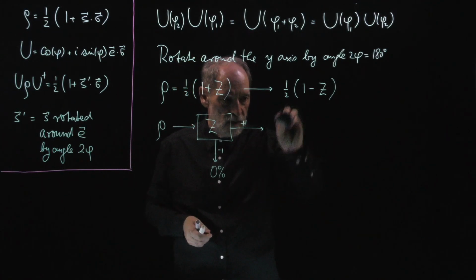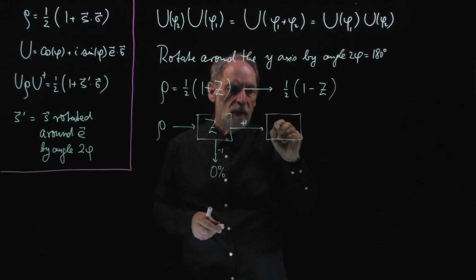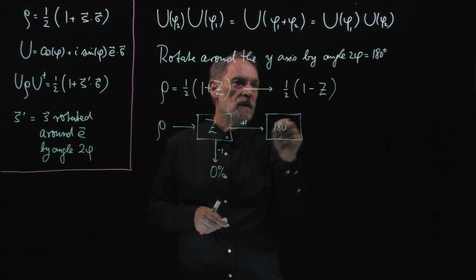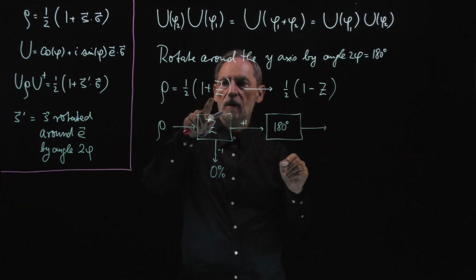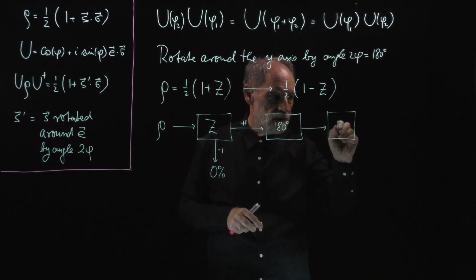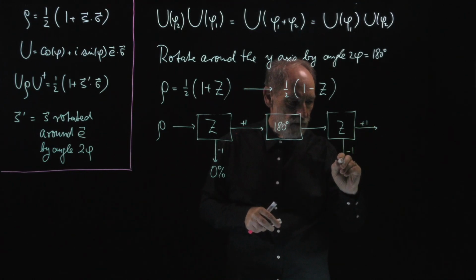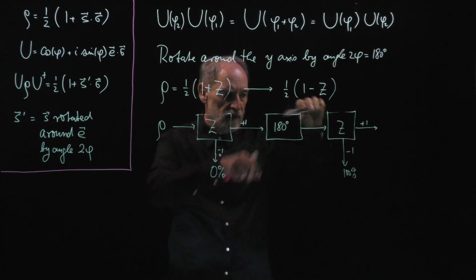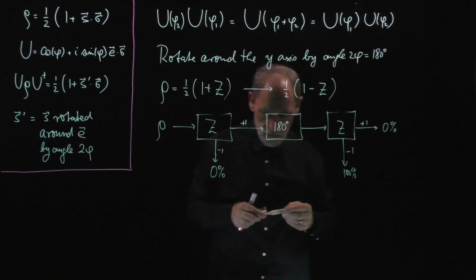However, having checked this, I now implement this rotation by 180 degrees around the y-axis. Then after that, rather than have rho equals 1 plus z over 2, I have 1 minus z over 2. And if I now probe in the z direction, I no longer find the value +1, I only find the value -1, because what was pointing up before is pointing down now, and so it goes to the -1 exit in a z measurement, 0% here.